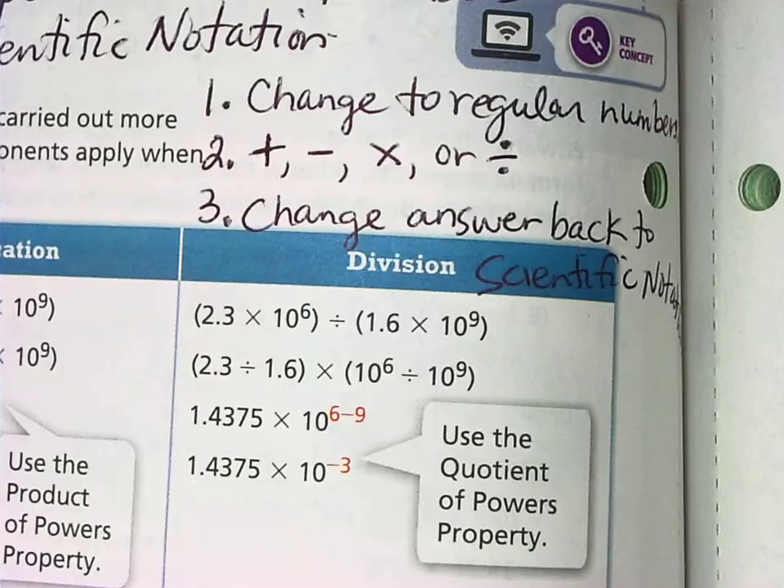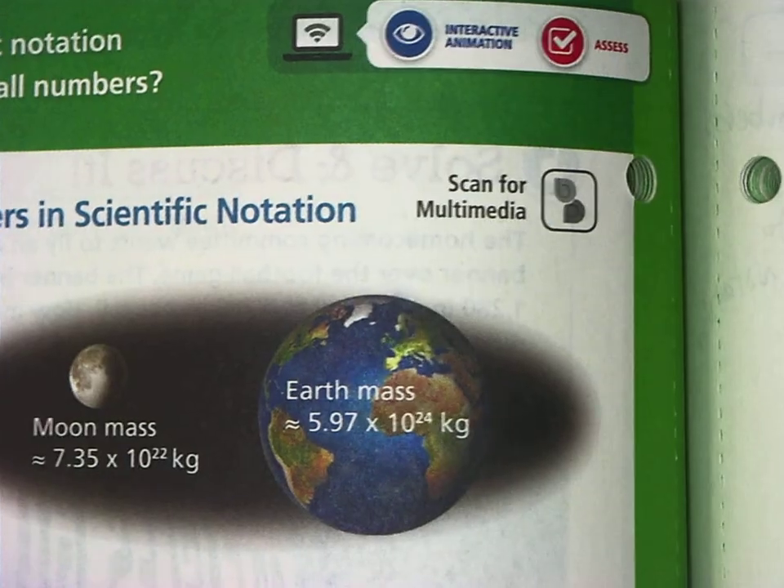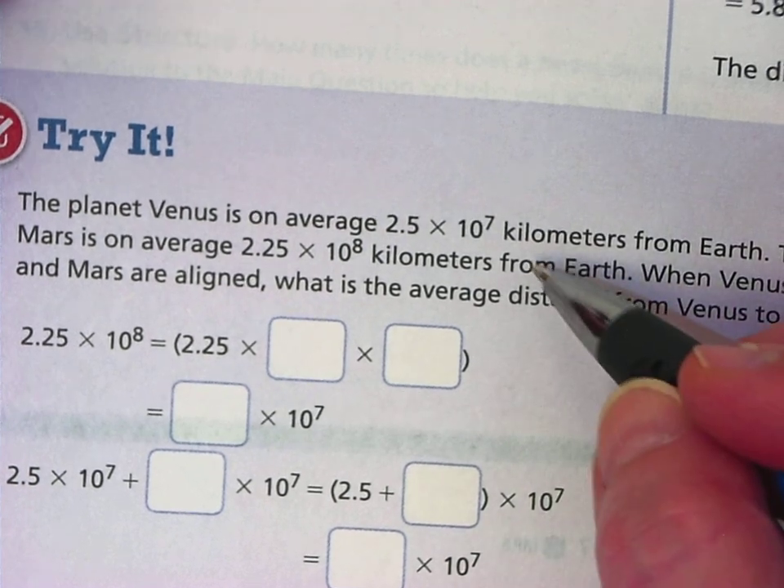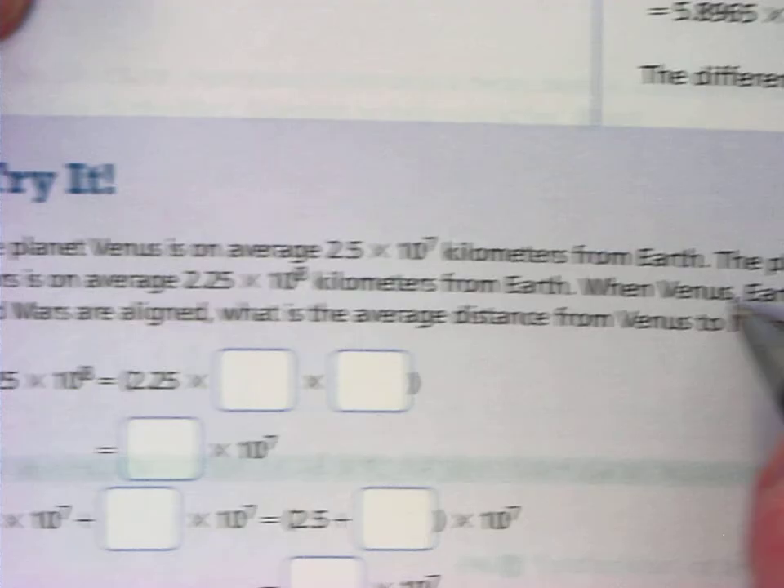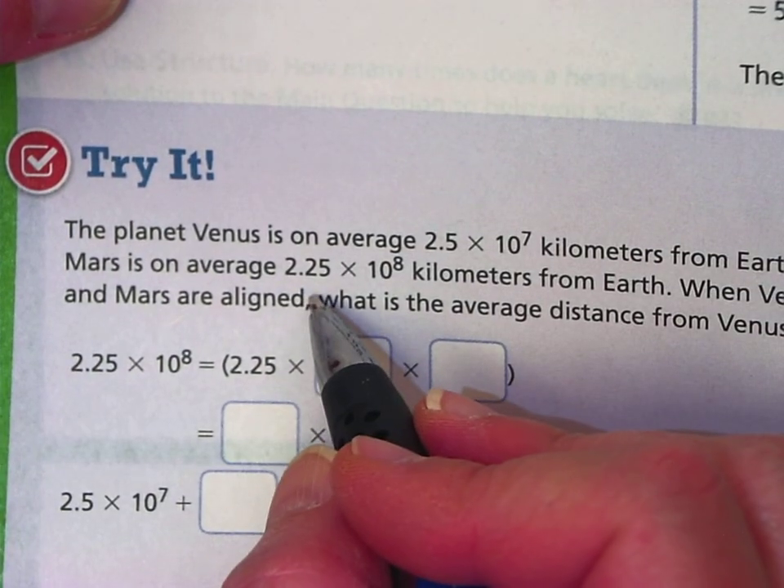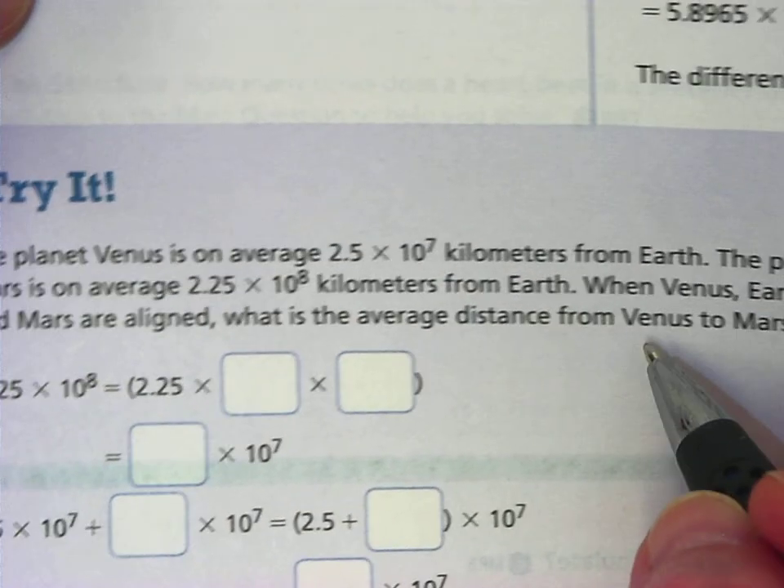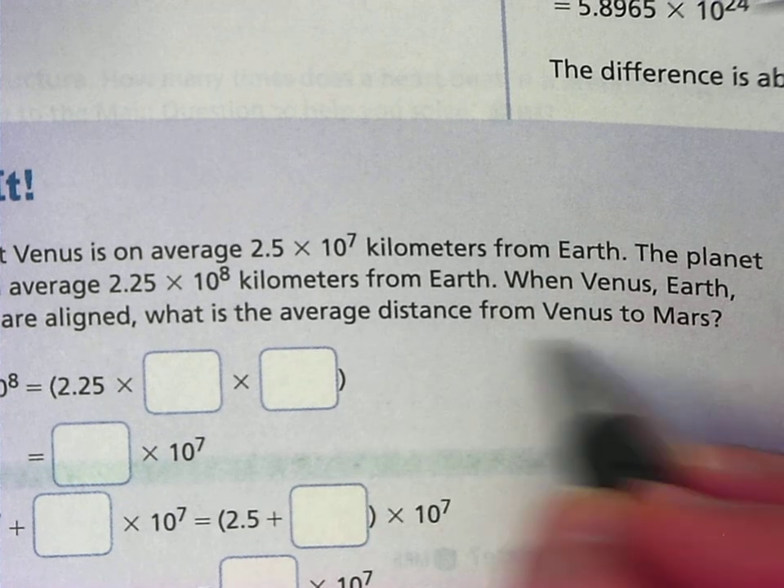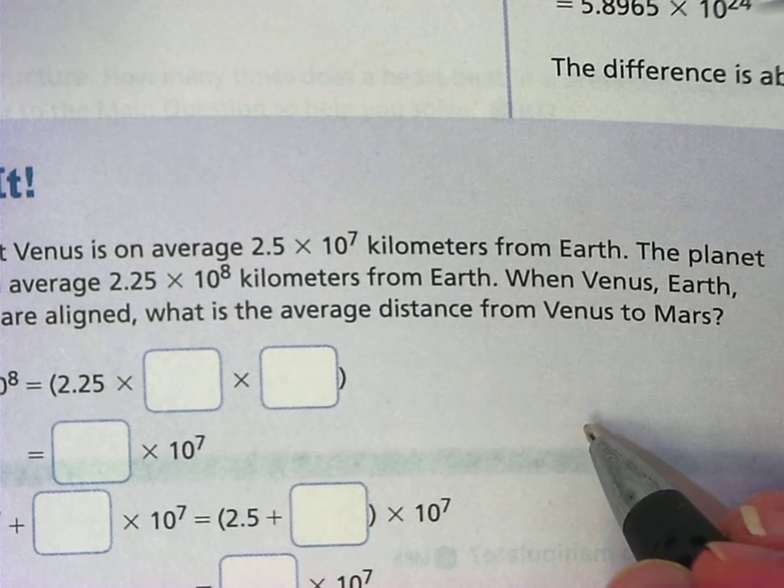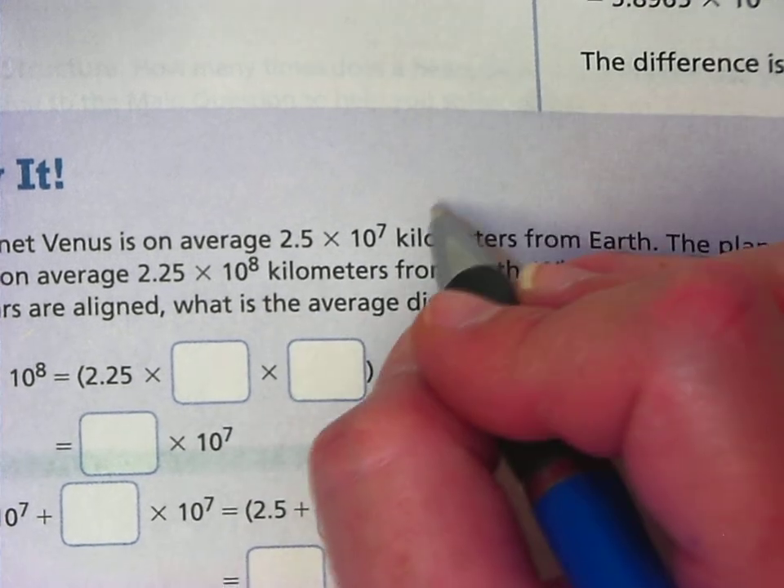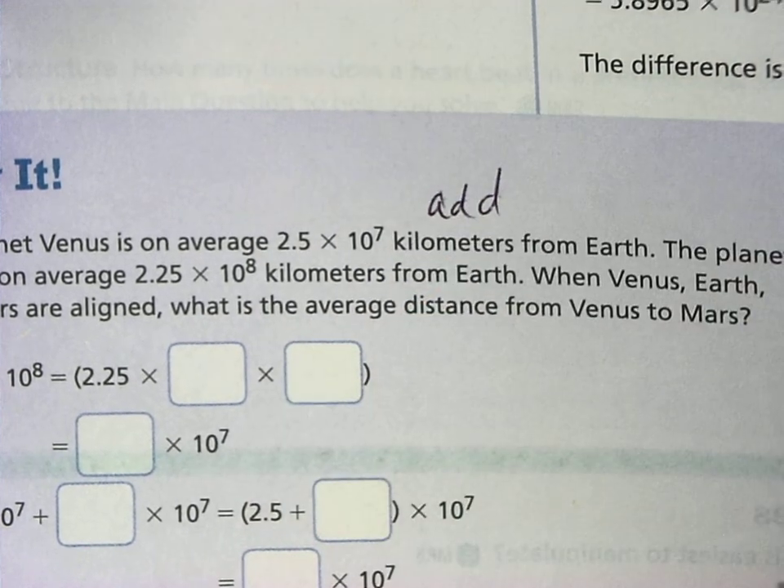So now I'm going to look at a problem on page 68. Okay, so for example, this one, the planet Venus is on average 2.5 times 10 to the 7th kilometers from Earth. The planet Mars is on average 2.25 times 10 to the 8th kilometers from Earth. When Venus, Earth, and Mars are aligned, what is the average distance from Venus to Mars? So the average distance from Venus to Mars, that means you're going to add the two together.